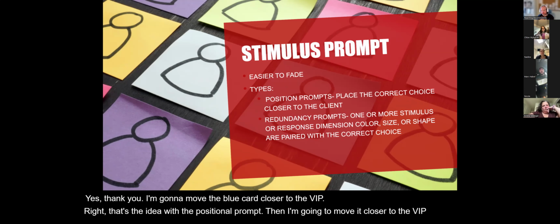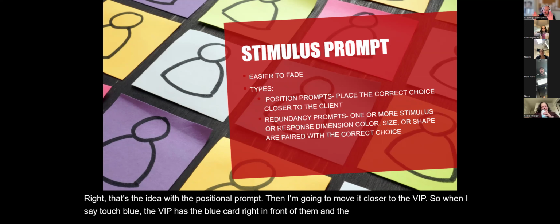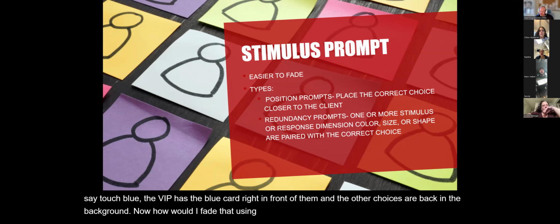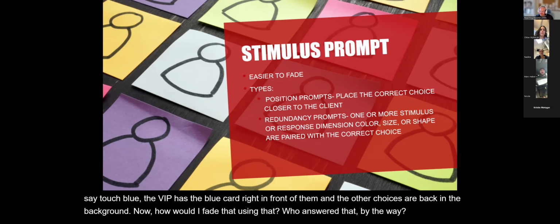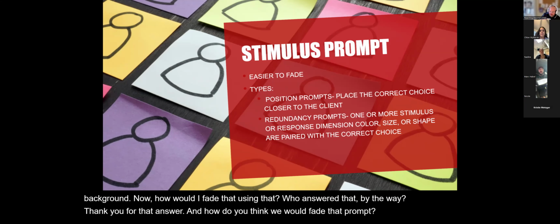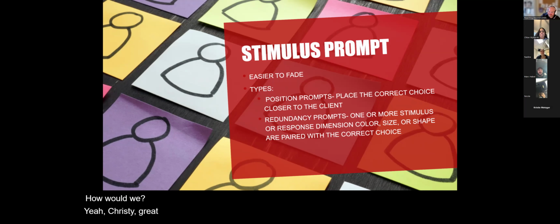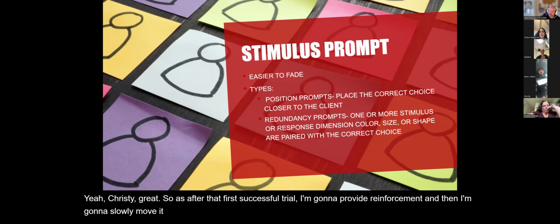So when I say touch blue, the VIP has the blue card right in front of them, and the other choices are back in the background. Now, how would I fade that? Who answered that, by the way? I did. Thank you for that answer. How do you think we would fade that prompt? Slowly move the blue card back into line with the other ones. Yeah, great. So after that first successful trial, I'm going to provide reinforcement, and then slowly move it back into the array with the other cards. Thanks a lot for your participation. You're so right on that.